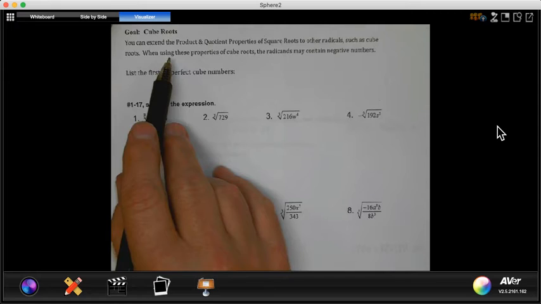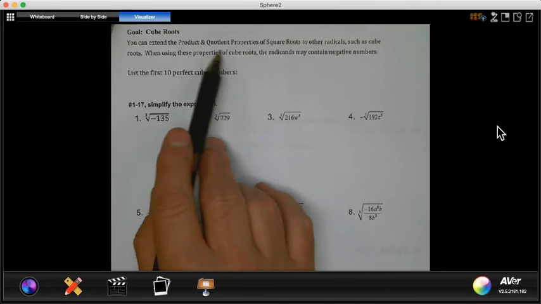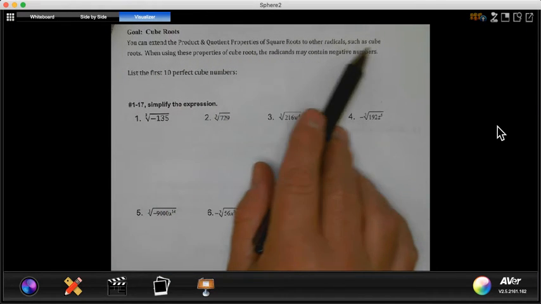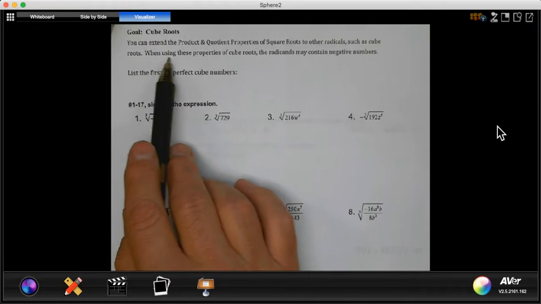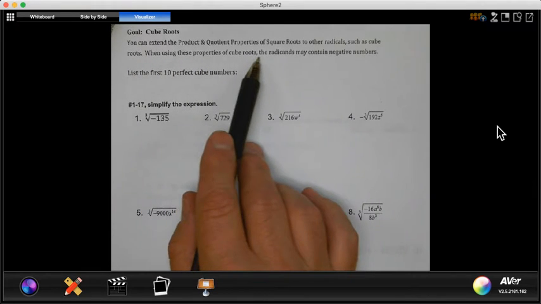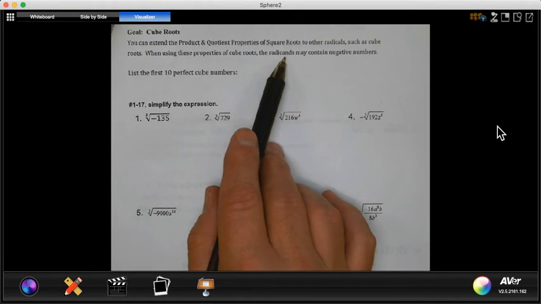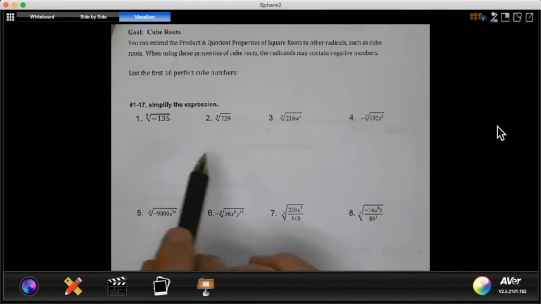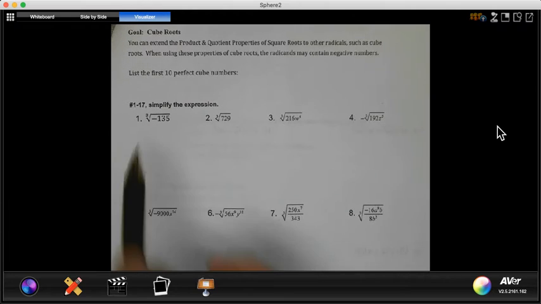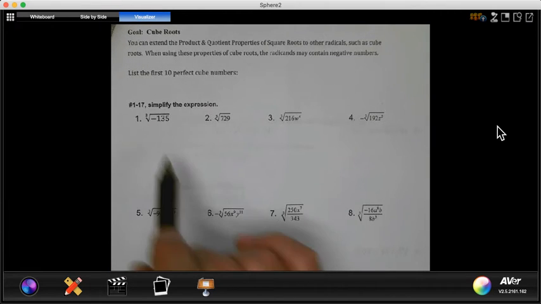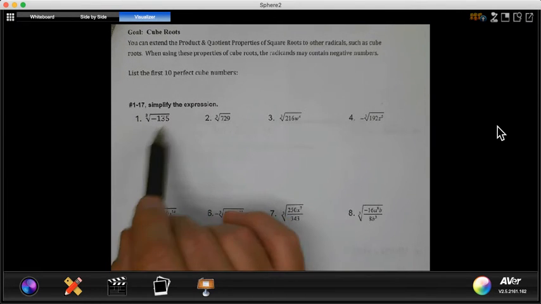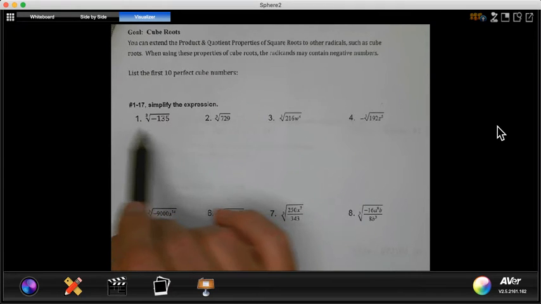You can extend the product and quotient properties of square roots to other radicals such as cube roots. But when using these properties of cube roots, the radicands, which means the things under the radical, can have negative numbers. So that's one of the biggest differences. You can have negatives under cube roots. So don't let it get in your head that that's a no solution.